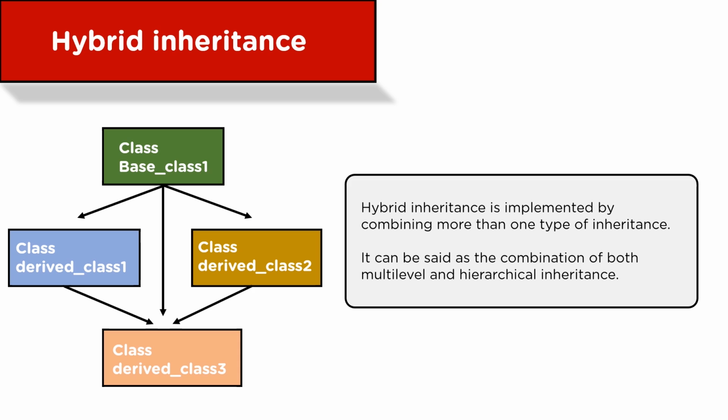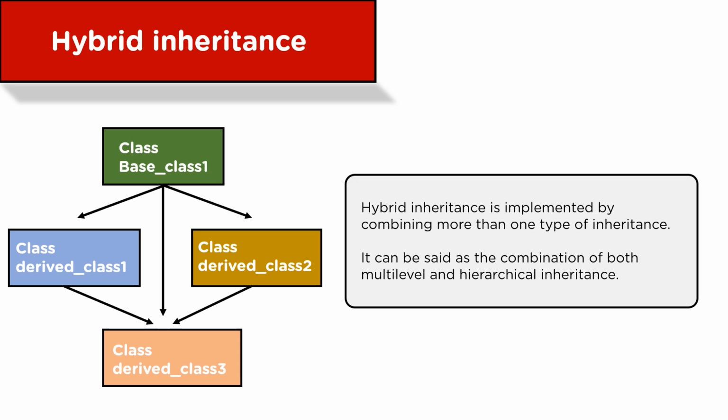In the figure we can see base class 1 is the parent class of derived class 1, and derived class 1 is the parent class of derived class 3, which makes it multi-level inheritance. But if we look at it in this way, that base class 1 is the parent class of derived class 1, derived class 2 and derived class 3, then it is hierarchical inheritance, as multiple classes are inherited from a common base class. So we can say it is a combination of more than one type of inheritance, or a hybrid inheritance.